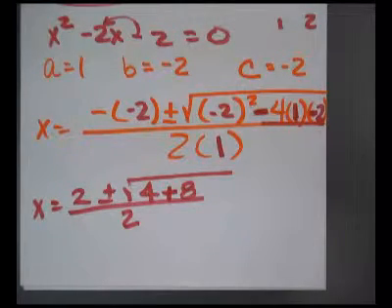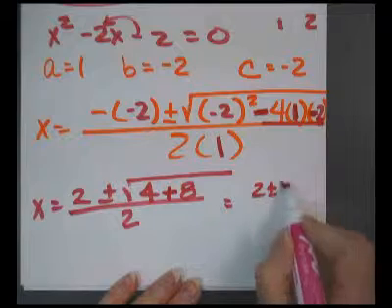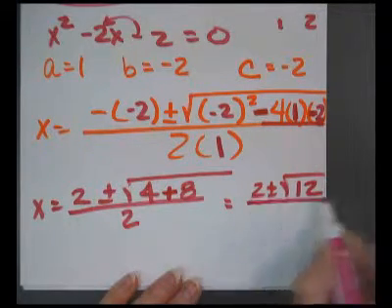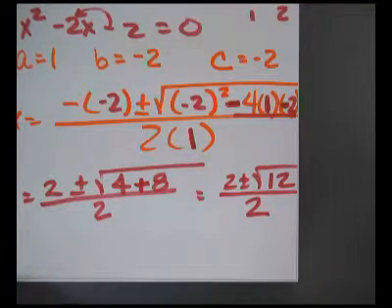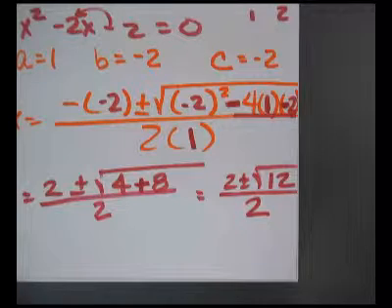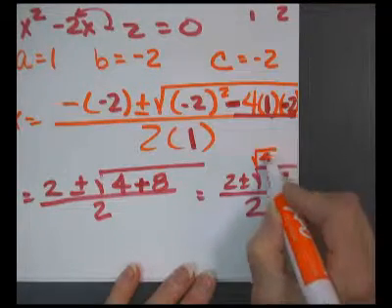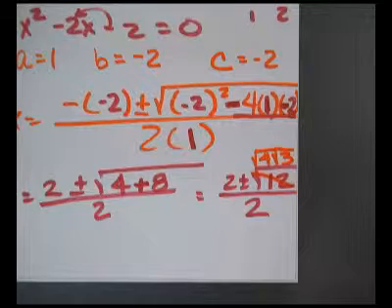Okay? Now, under the square root, you have 4 plus 8, so let's simplify that. 4 plus 8 is 12. 12 we can simplify. What perfect square goes into 12? 4 and 3. Okay, let's change this into 4 times 3 then, instead of 12. Square root of 4, square root of 3.